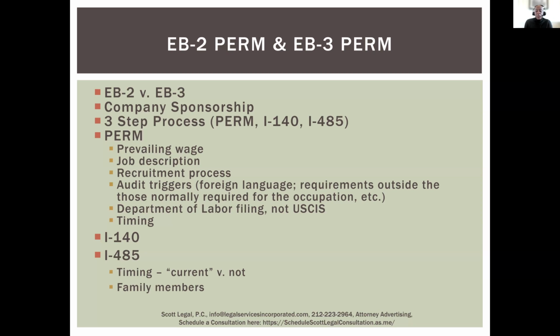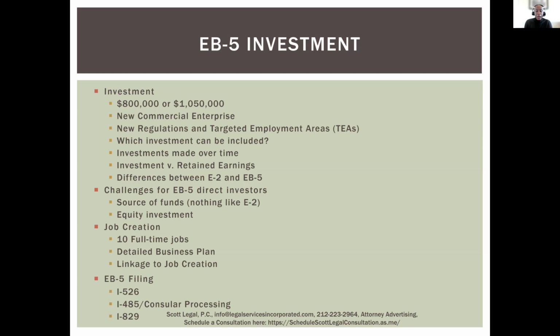So that's where you have to prove to the U.S. government, the Department of Labor, that you can't find a qualified U.S. person. So there's a whole process related to what's called the PERM, where you have to file for a prevailing wage and post the job and really show that you can't find a qualified U.S. person. And then you're going to file the I-140 again, and the I-485 or consular processing. And as I said, those second steps are really the same regardless of which category you're in.